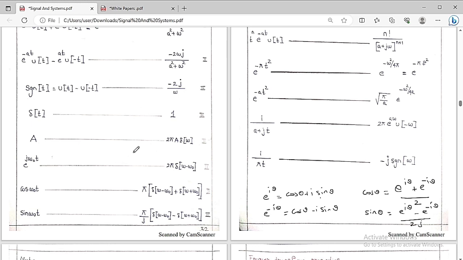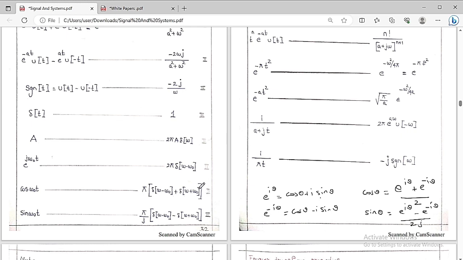So these things you always have to remember. Listen carefully. For delta of t, the Fourier transform is 1, for a it is 2 pi a delta of omega, and for e to the power of j omega naught t, the Fourier transform is 2 pi delta of omega minus omega naught. I want you to remember these. If you know these, then you can get cos omega naught t and sin omega naught t in a very simple format. If you remember this one, you can get these values very easily.